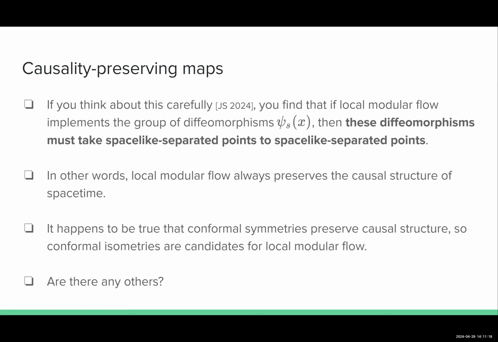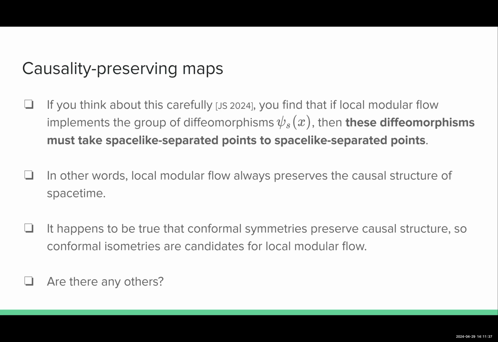You have to think about this a little bit carefully to think about all of the different kinds of field content that you could have in a theory, but the basic idea is the right one, which is that you think this through and you find that if local modular flow implements a group of diffeomorphisms, then those diffeomorphisms must take space-like separated points to space-like separated points.